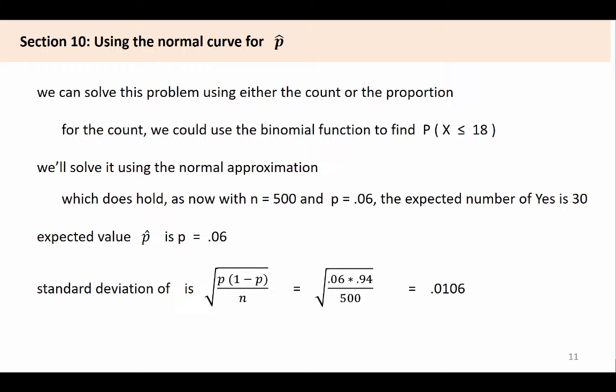Expected value of p hat is still stated as p of 0.06. The standard deviation of p hat is going to work out to be p times 1 minus p over n, all square rooted, 0.06 times 0.94 divided by 500. Sample size is pretty large, so we can take the square root of that and get 0.0106.